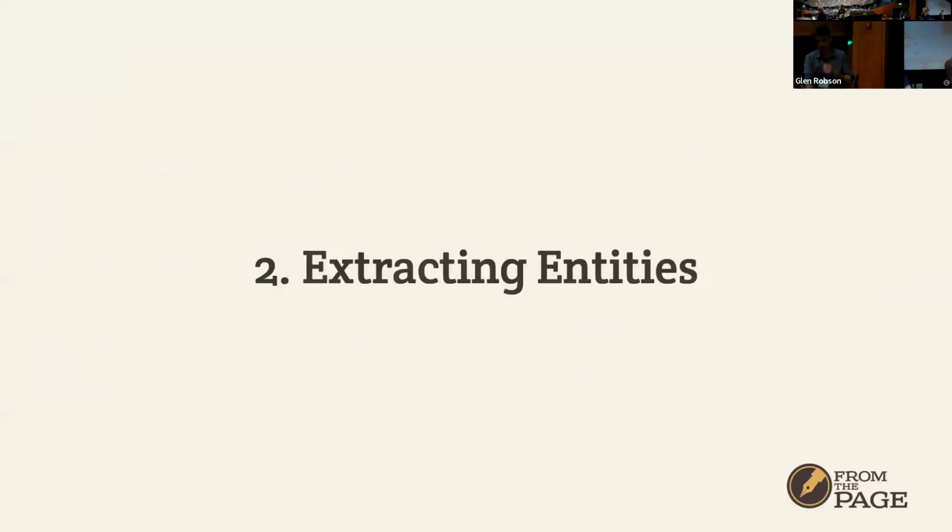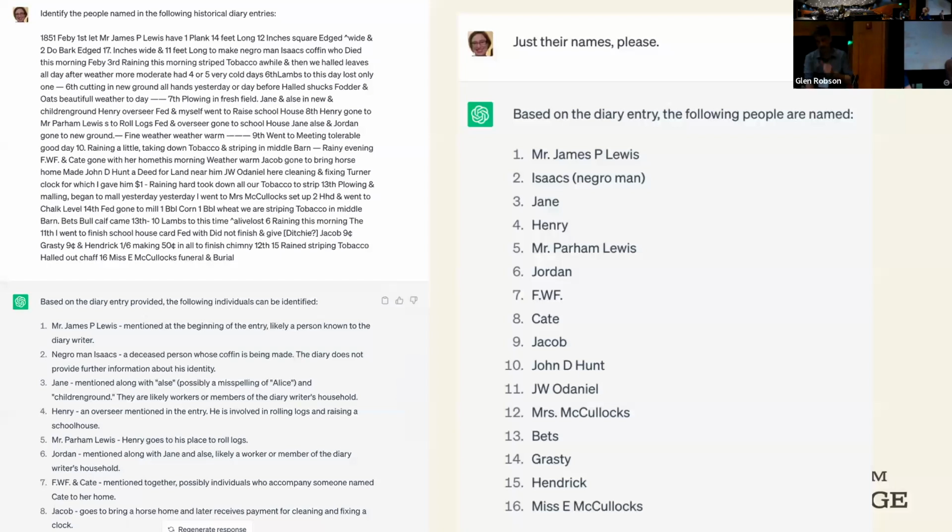So our second idea is to use large language models to extract entities. We did some experiments where we asked ChatGPT to identify the people named in a historical diary entry. This is from a project that we run on From the Page. It's a Virginia tobacco farm diary. It did a really good job identifying all the people mentioned in the entry.